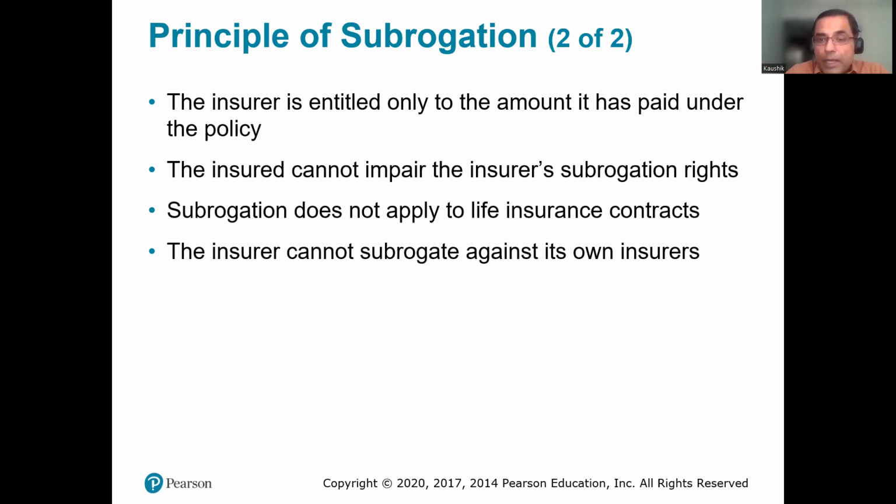Subrogation does not apply to life insurance contracts. In this case, if an accident happens and the person dies, then the beneficiary will get life insurance benefits, and the beneficiary can also seek legal damages against the offending third party. So in this case, the insurance company will also pay, and the offending third party may also have to pay compensation. So this is an exception to subrogation.